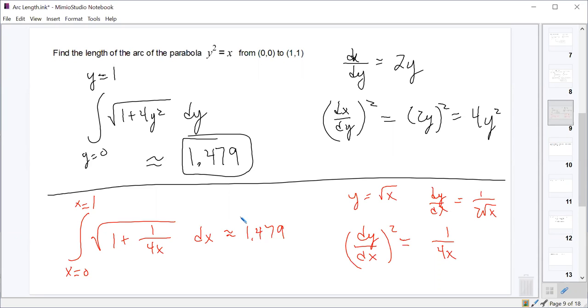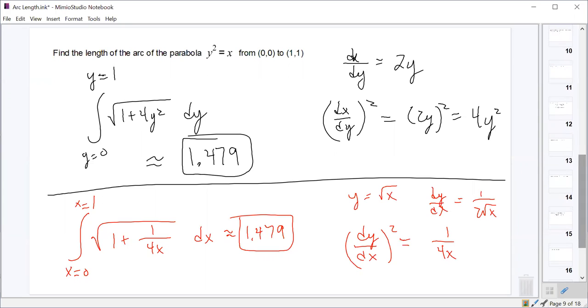Unless we've done something horribly wrong, I'm just going to assume that it's 1.479, but somebody will confirm that on their calculator and tell us how amazing math is that we could do it in terms of either variable and it should still work. Right? This is true. Wonderful. It comes out to be 1.479. It's amazing how math works like that. Cool. Everybody good? Any issues with that?